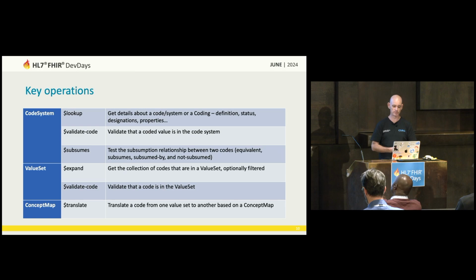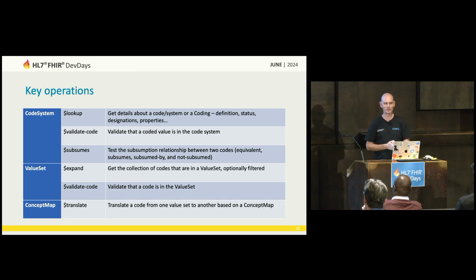Subsumes from the code system will tell you about the hierarchical relationship between codes. So you can find out whether two codes are equivalent to each other, or one subsumes the other, or whether they're just not related to each other at all hierarchically. Value set, the main operation is expand. So with expand, you can think of value set as like a definition of a set, and expanding the value set is saying, okay, run that query and find out what are all of the things that match the definition of that value set, what are the collection of codes that match that. And there are some filtering operations that go over the top of that, which we'll get to in a bit. And then there's concept map, which has a translate operation.